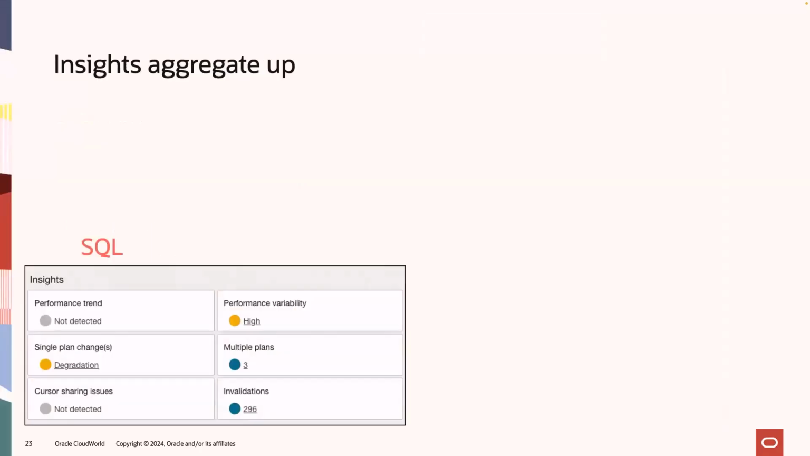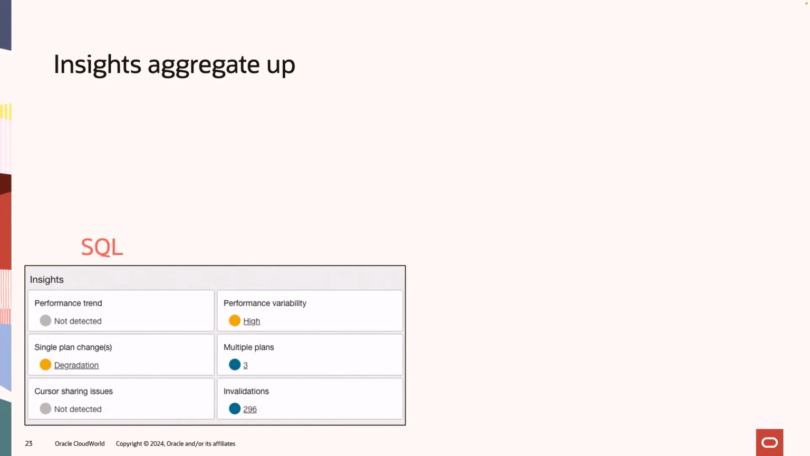So insights aggregate up, and if you use our dashboards, you'll see these little simple tiles to capture insights, right? So here we're looking at SQL level insights, and we see 6 insight tiles: performance trend, single plan change, cursor sharing, performance variability. This is intended to be a very quick way to assess whether a particular insight is true or not, and in some cases, quantify things. So, for instance, here we say multiple plans. Well, that's true, but how many plans? Well, we've seen at least 3 plans for this SQL, right?